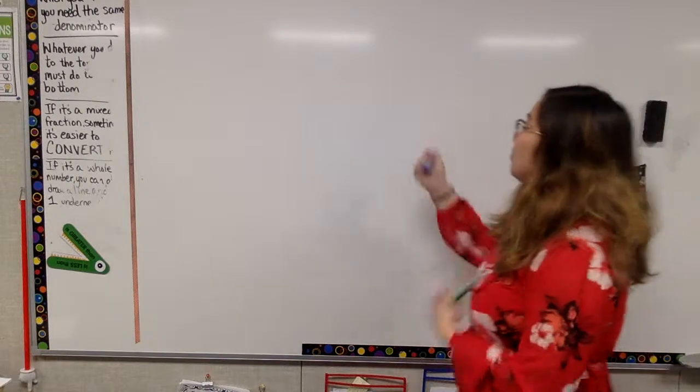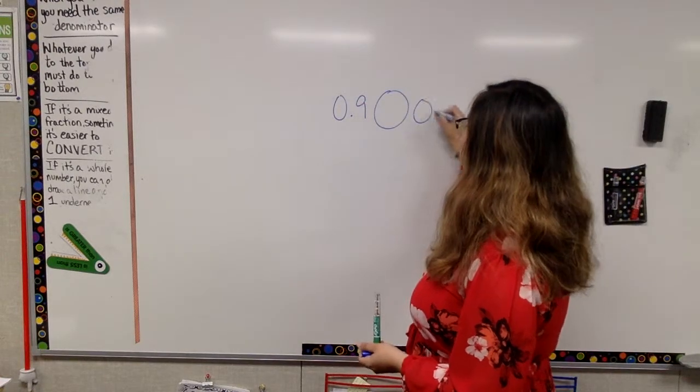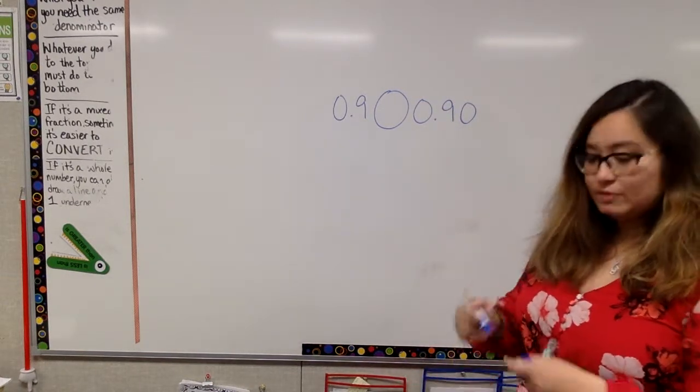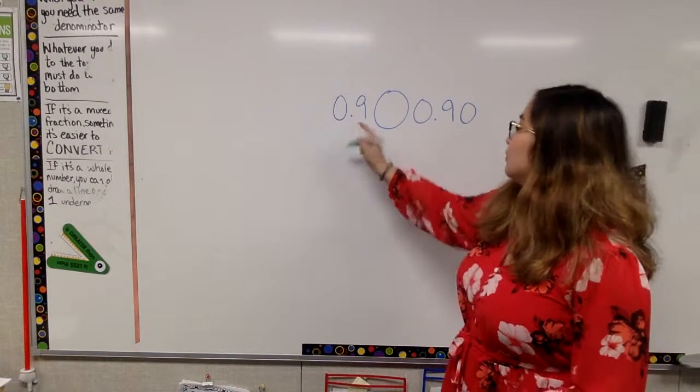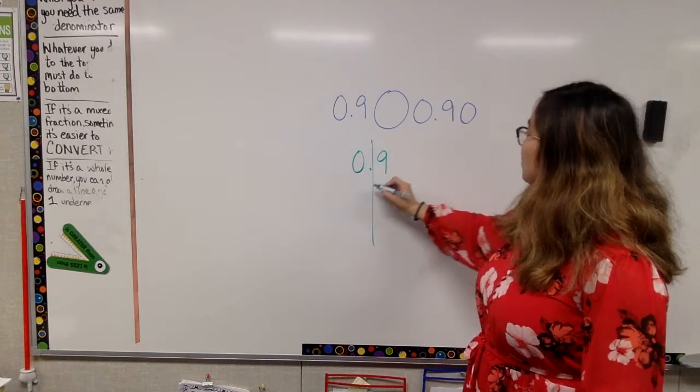What happens if you have a problem like this? 0.9 compared to 0.90. Now both of them have decimals, so line them up. This first number is 0.9. This is 0.90.